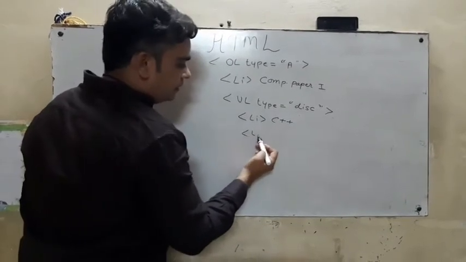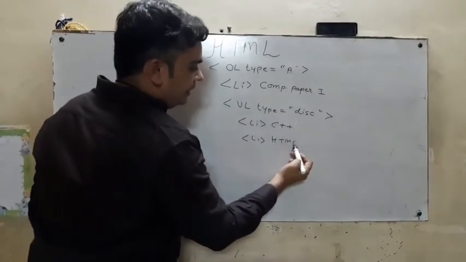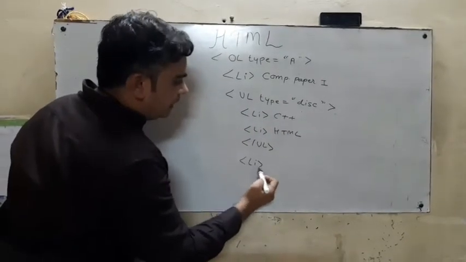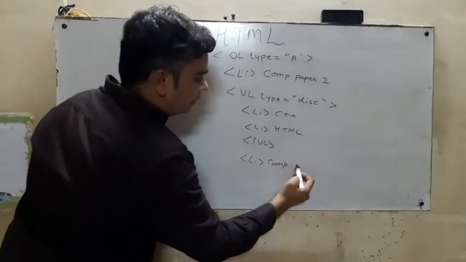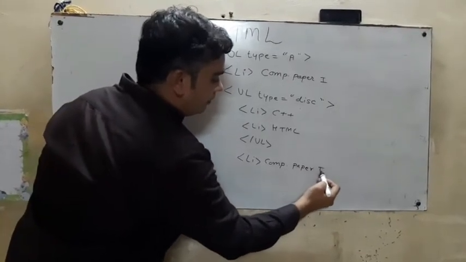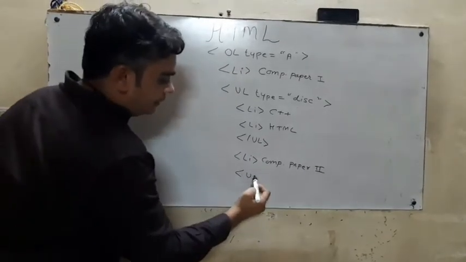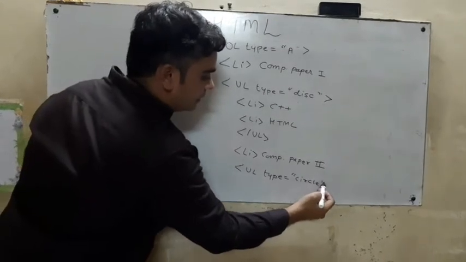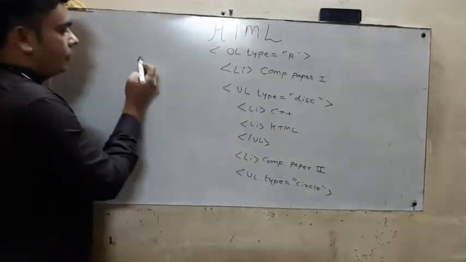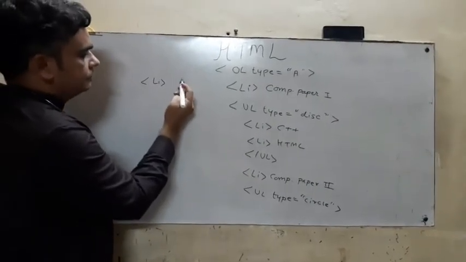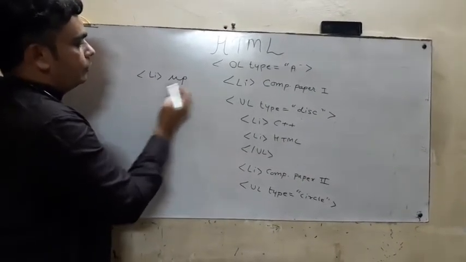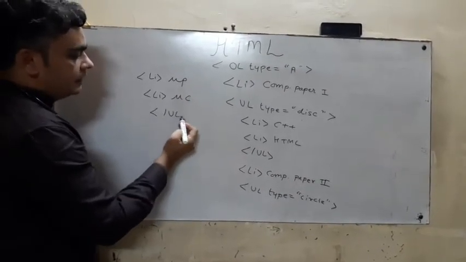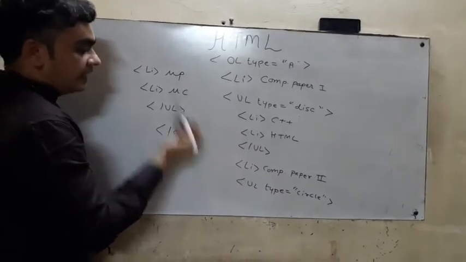C++, LI HTML, slash UL, and then I'm going to write down LI computer paper second. Again I'm going to write down UL type is equal to circle. On the next line I'm going to write down LI microprocessor, LI microcontroller, slash UL, slash OL.